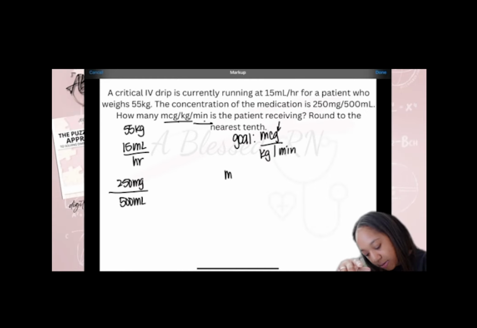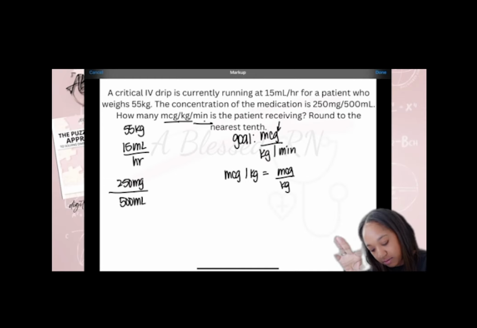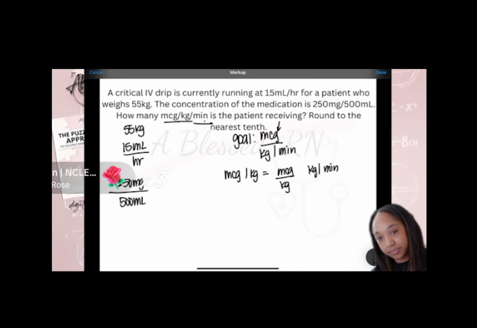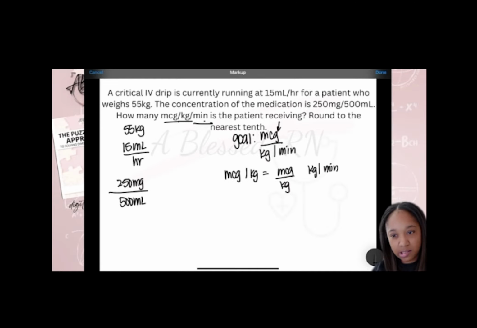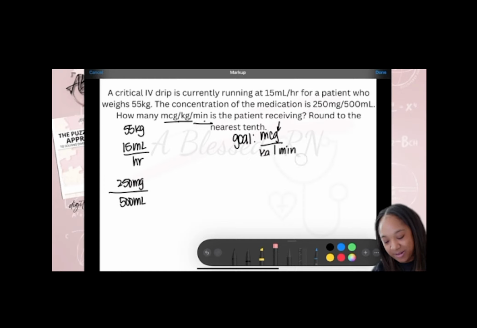So if you have this, wouldn't that be the same as this? So if we got three things, that's mcg divided by kilograms, and then kilograms divided by minutes, right? So that has to be on the top and the other two have to be on the bottom. Does that make sense? If you have three different values that are per, one value is on the top, the other two are always on the bottom. Exactly.